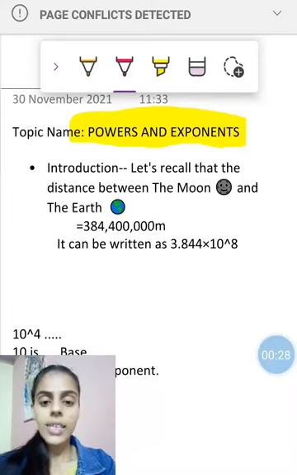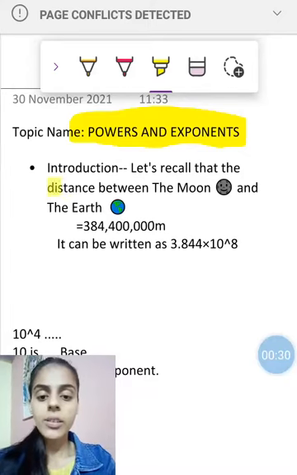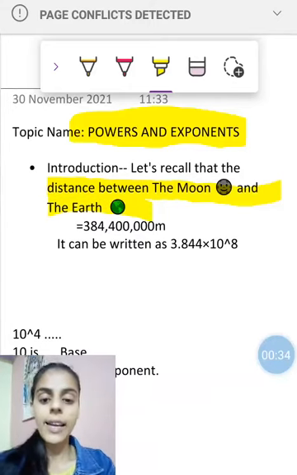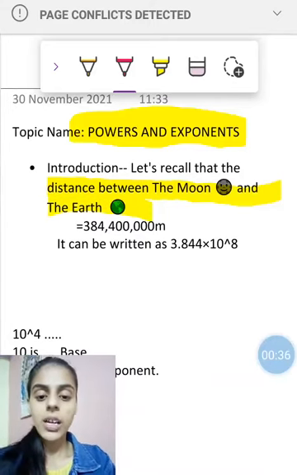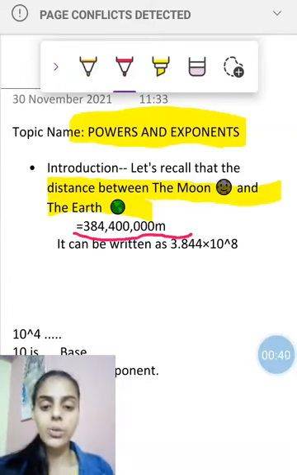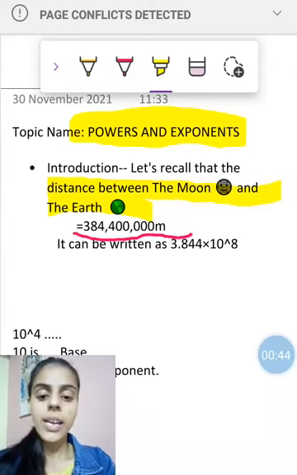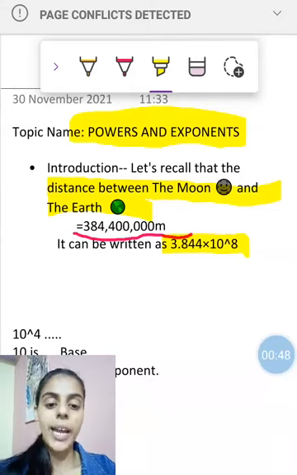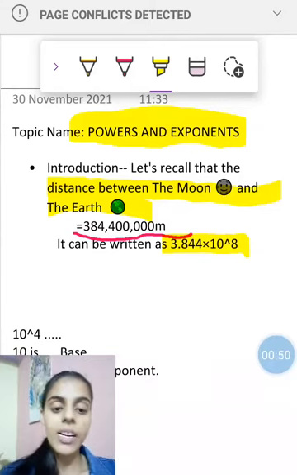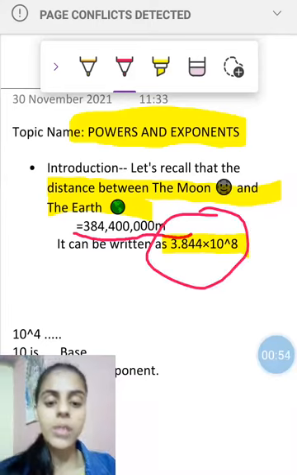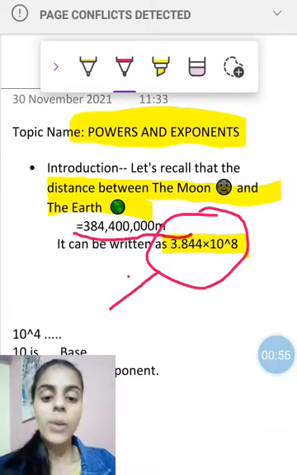You can see here I have written the distance between the moon and the earth, and that is 384,400,000 meters. You see, it's a very huge number. And in the second line you can see that it is written as 3.844 into 10 raised to the power 8. Now it has become the simpler one. So how did it become the simpler one?